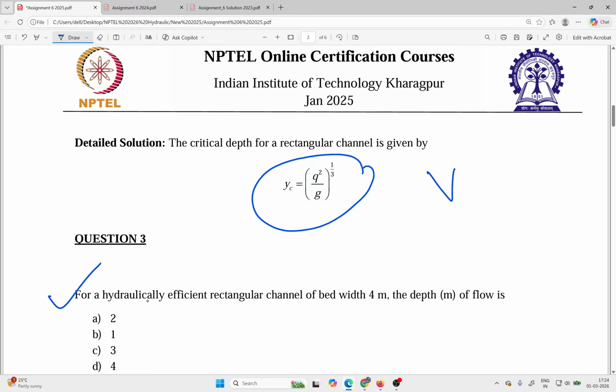Now the next question is: for a hydraulically efficient rectangular channel of bed width 4 meter, the depth of flow is. Here you have to remember one thing: we are talking about a hydraulically efficient rectangular channel. The width is given as 4, so what will be the depth? Option A is 2, then 1, 3 and 4. Depth is in meters. Please write your answer in the chat box.